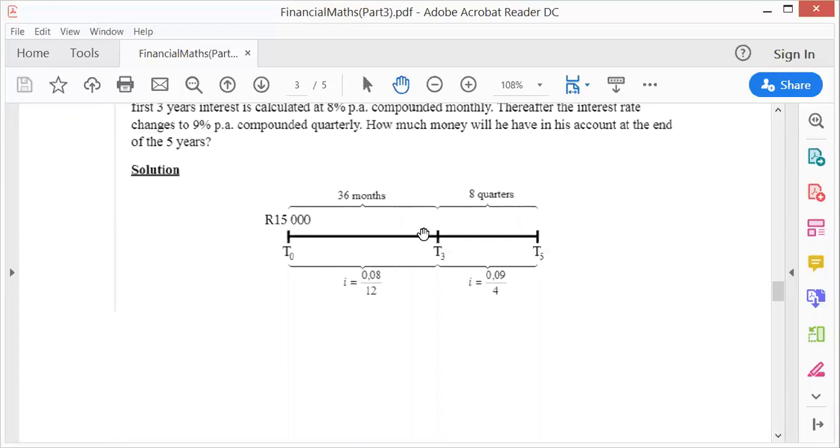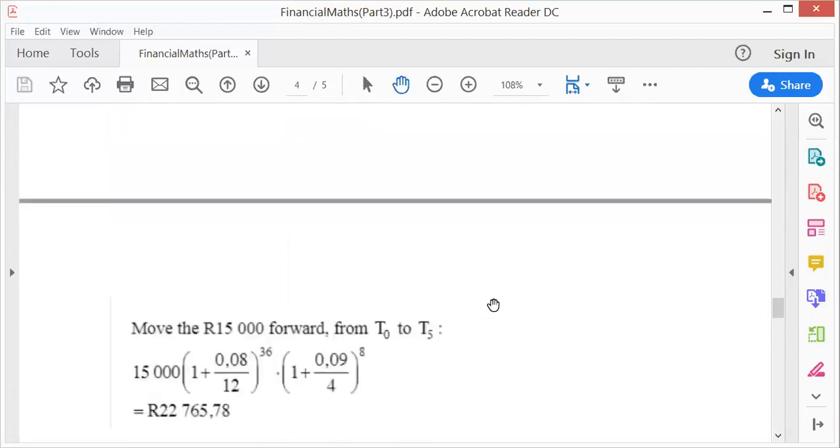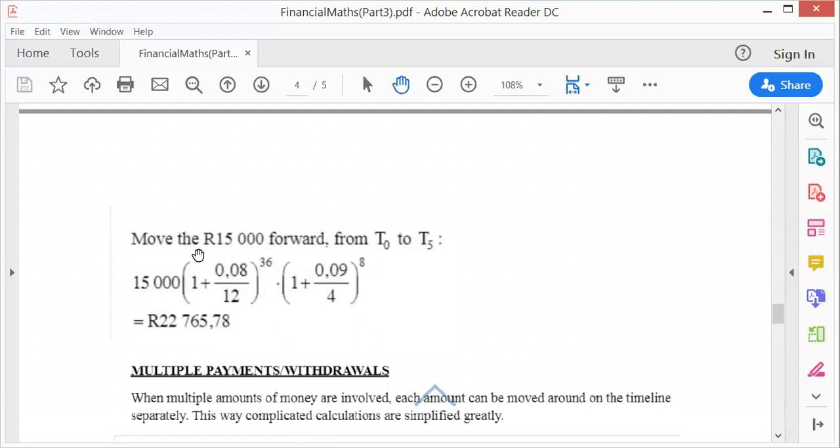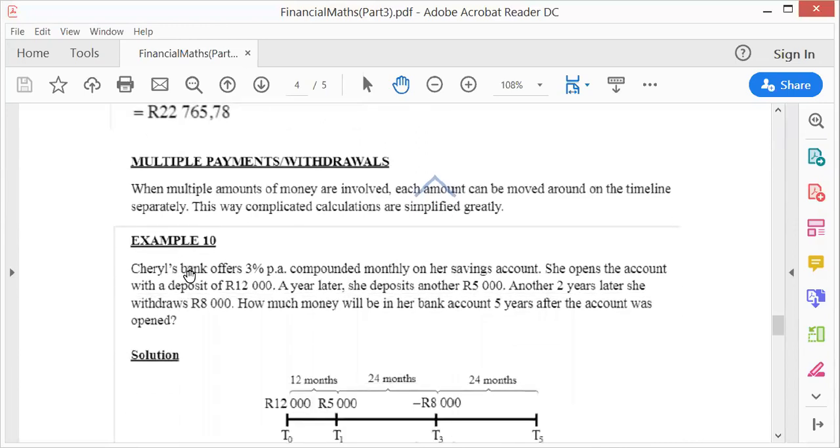So that is your first 3 years and your last 2 years. So there you are, first 3 years and your last 2 years, and you multiply the two. Remember, do this in one step on the calculator to avoid premature rounding. That is the multiplier effect, right?